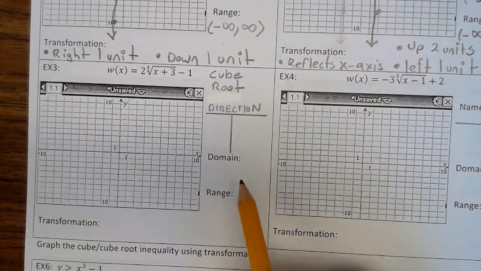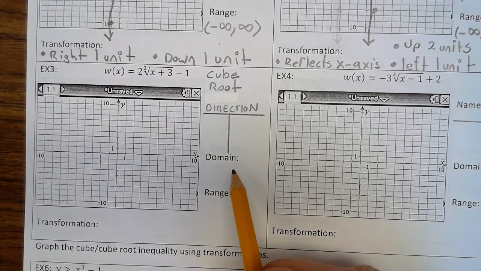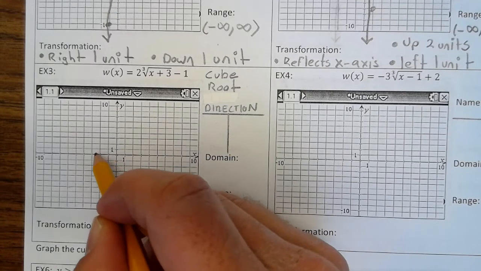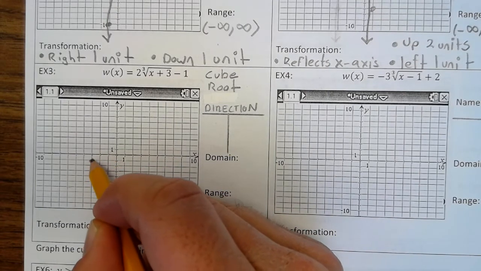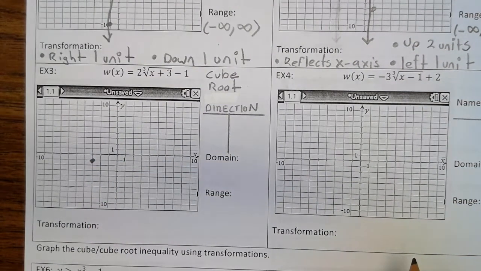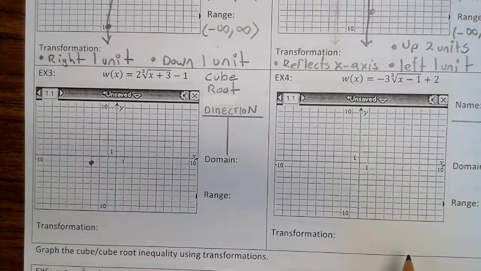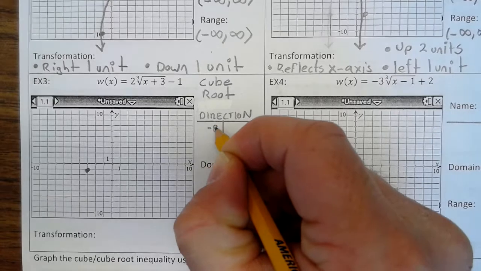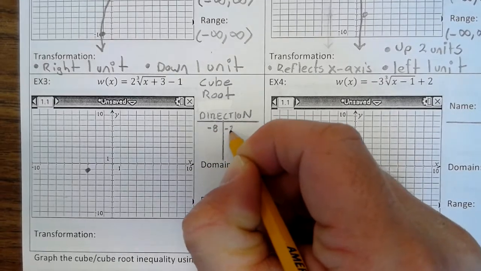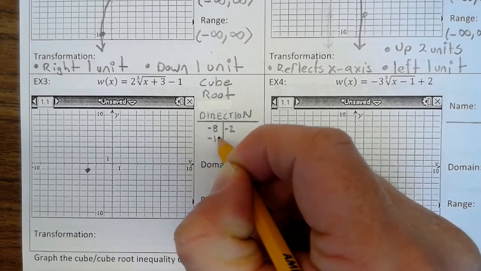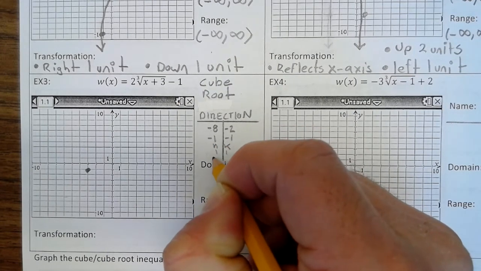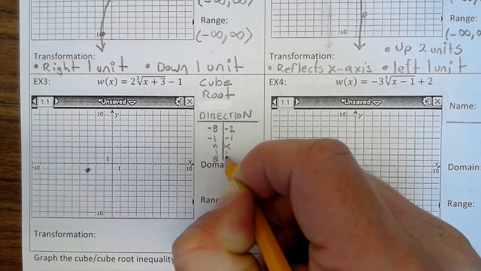All right. Now, first things first, we move the vertex. So the plus 3 means it goes left 3, 1, 2, 3, and then down 1. Now we know the directions from our notes are negative 8, negative 2, negative 1, H, K, 1, 1, 8, 2.